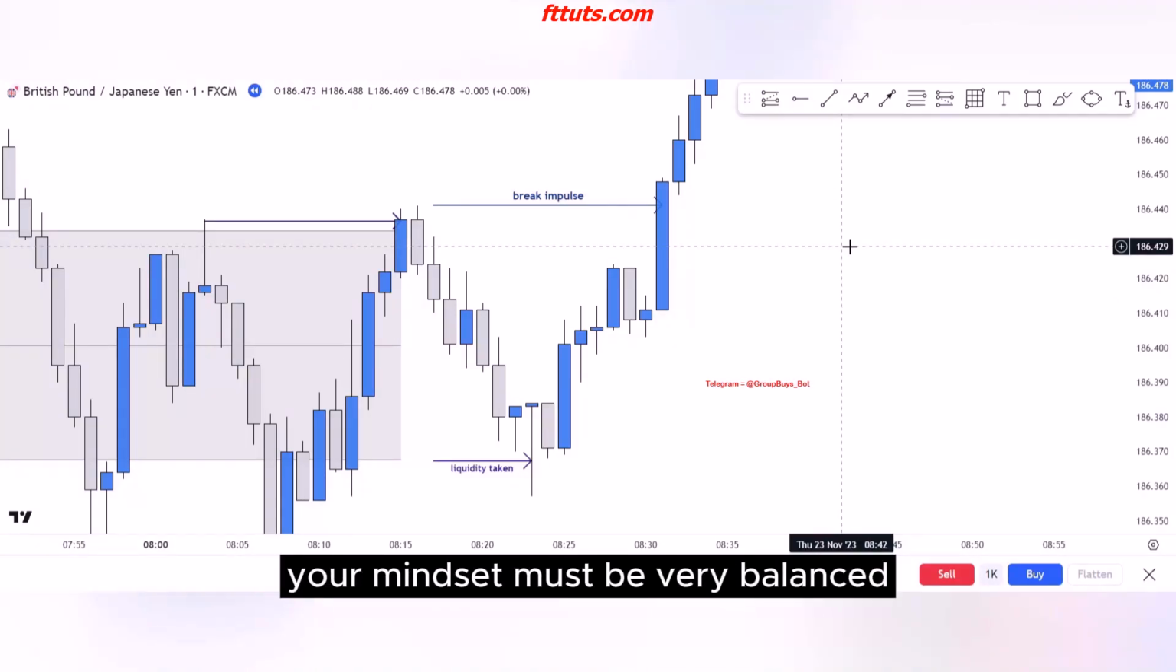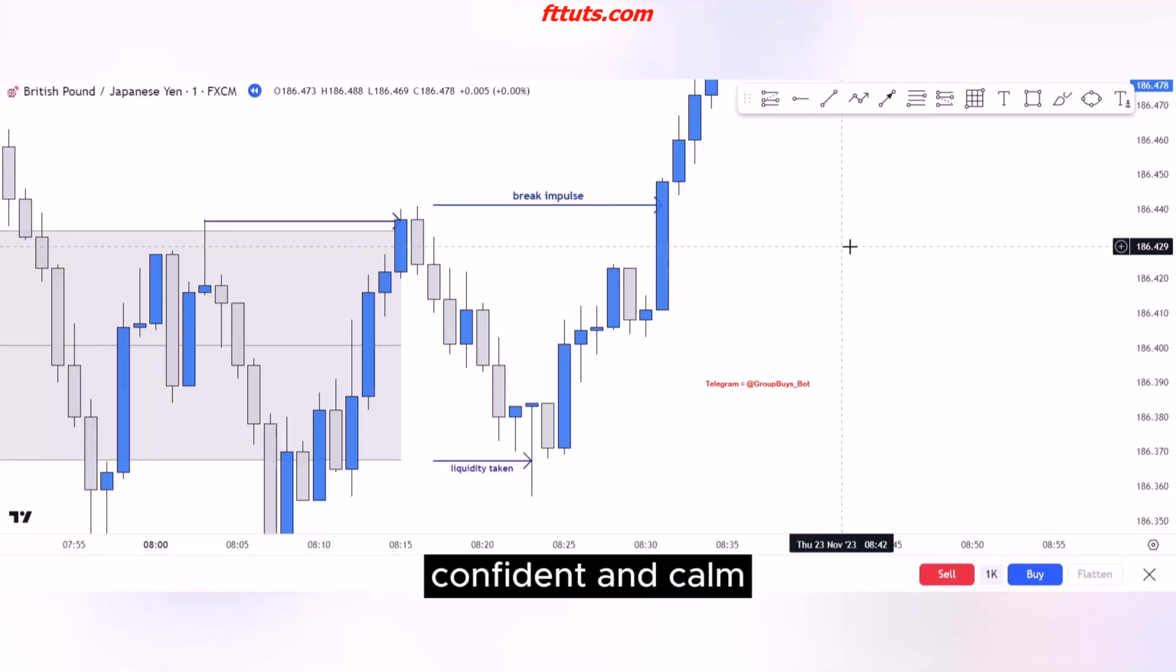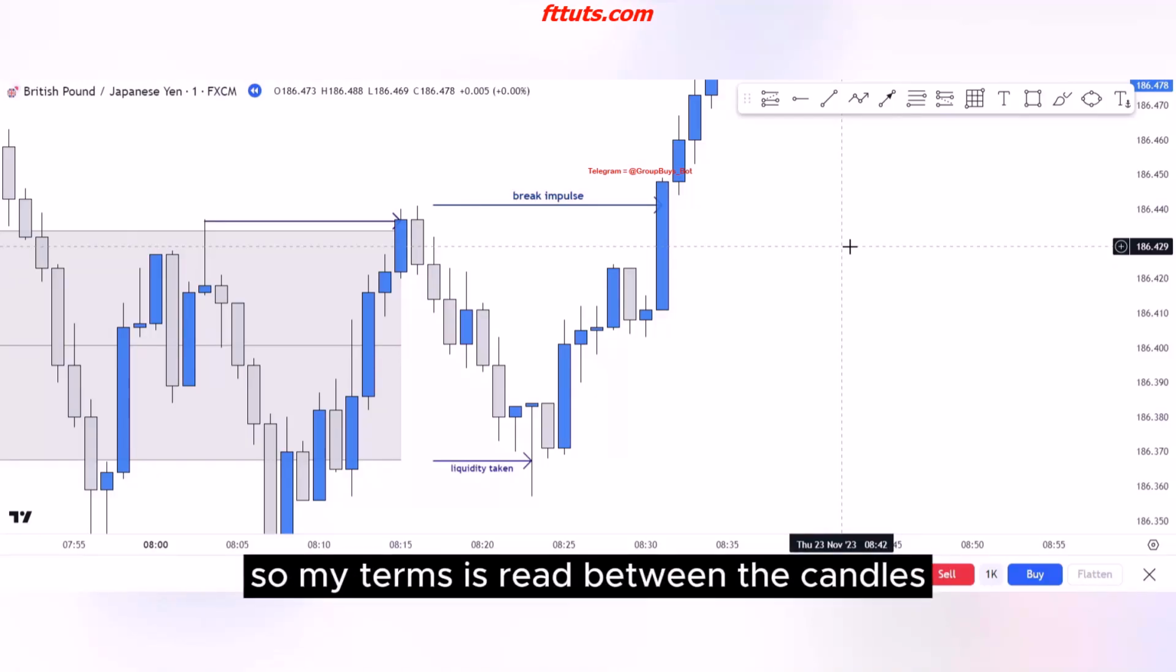Your mindset must be very balanced, confident, and calm. Work with logic and reason, not on the impulse of emotion and impatience. Do you know this term, read between the lines? So my term is read between the candles.